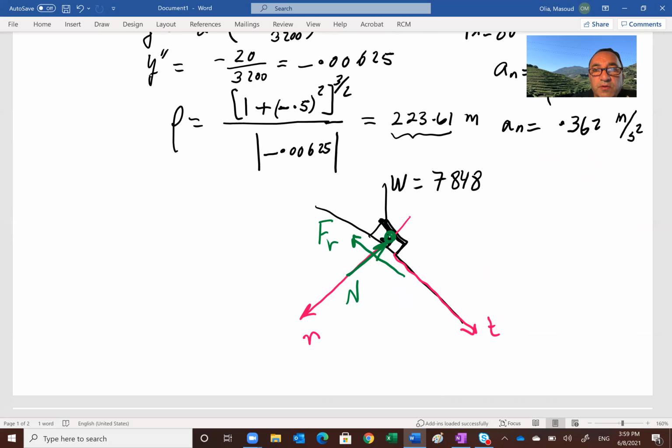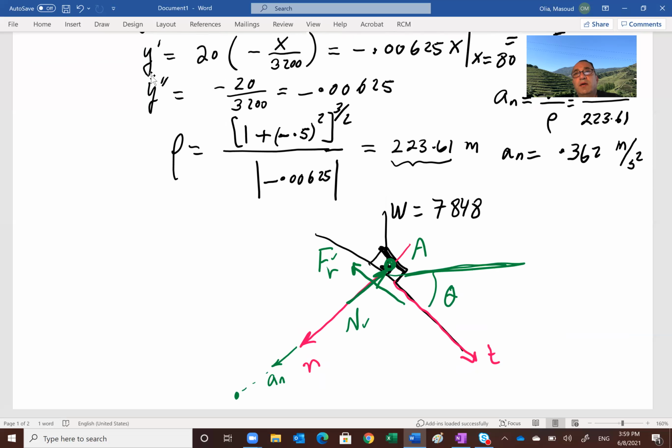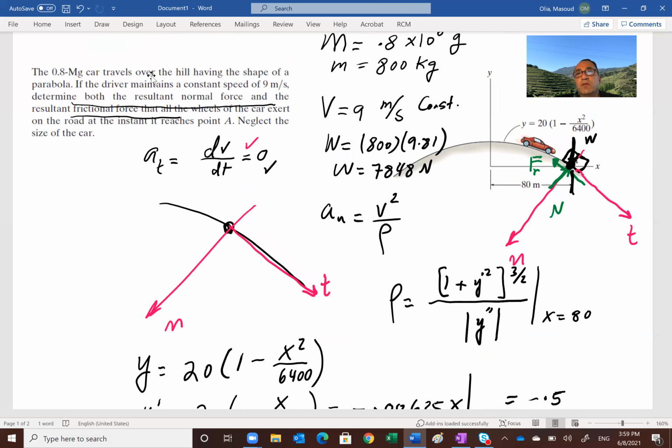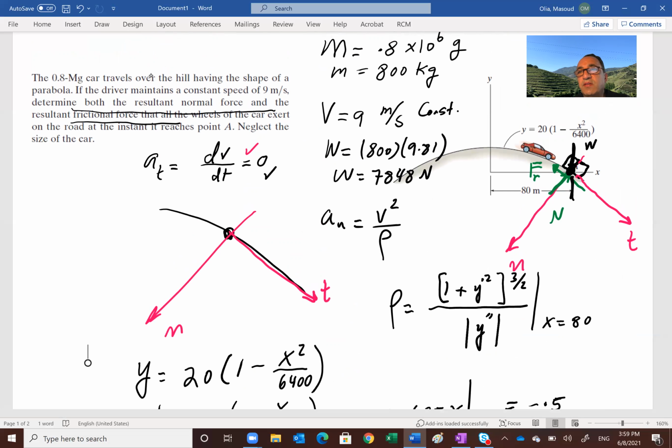And this is point A. We're looking at point A. Remember, guys, we already determined the normal acceleration, which is pointing toward the center of curvature, somewhere here. Now we just have to sum our forces in the normal and tangential direction and calculate these two unknowns. The only problem is that we don't know what this angle is. We need this angle, theta. How would you find this angle?